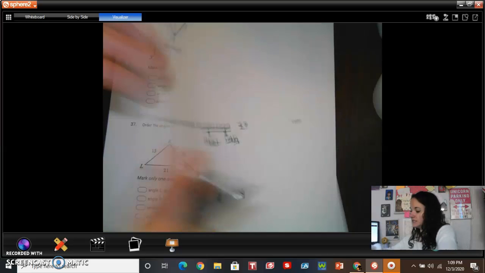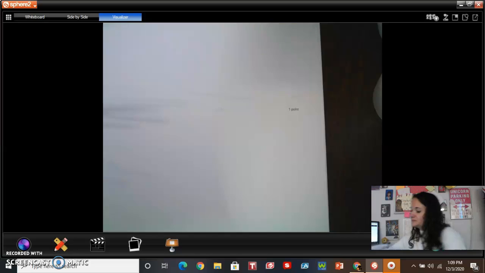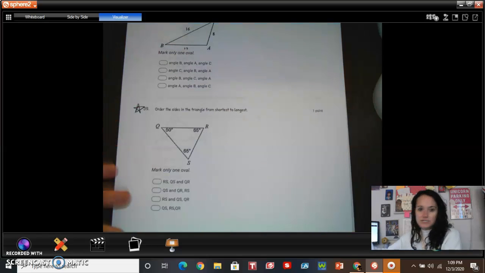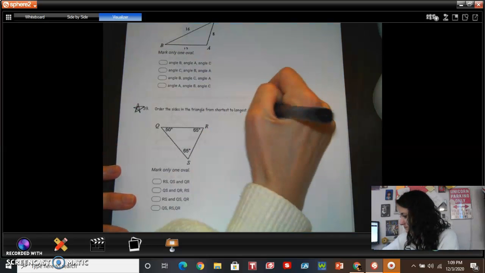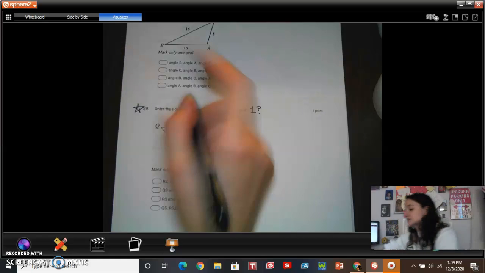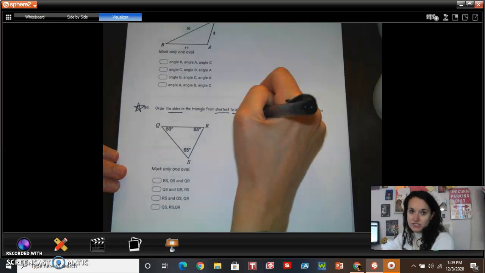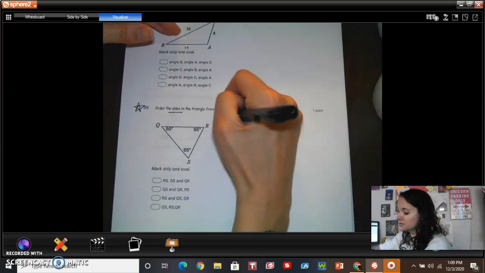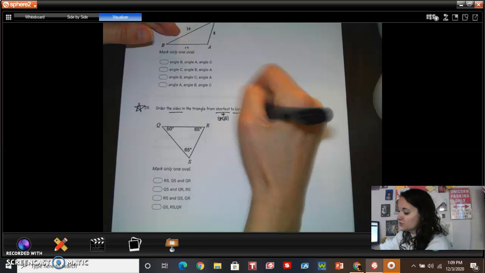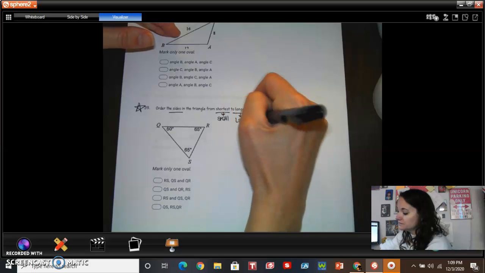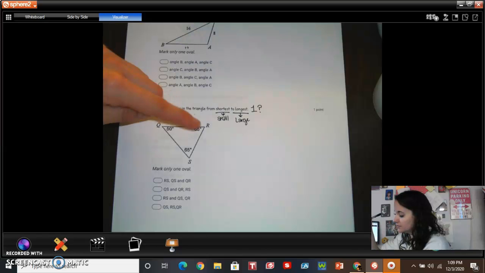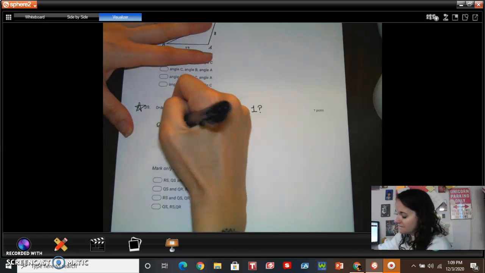All right, next you have one question like this one right here. On this one, this time we're wanting to go from shortest to longest. And again, same thing applies here. Across from our shortest side will be our smallest angle. Across from our longest will be our largest angle. So starting with the smallest, our smallest angle is 50.